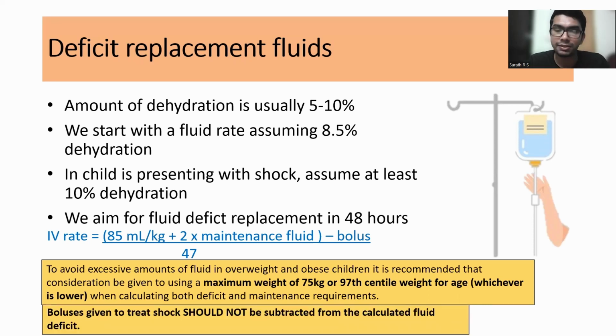If you have given boluses to correct shock, those boluses should not be subtracted from this equation. If it's just a severe DKA without shock, and you give a 10 ml per kg bolus, that has to be subtracted. But if it's a DKA case presented with shock, and you give some 20 ml per kg fluid to correct the shock, to bring back normal tension, then that bolus should not be subtracted from this IV rate.